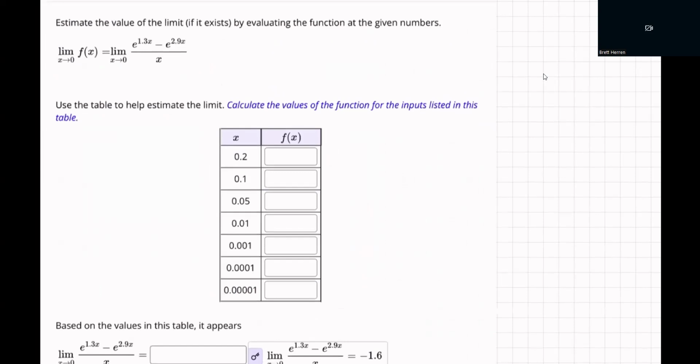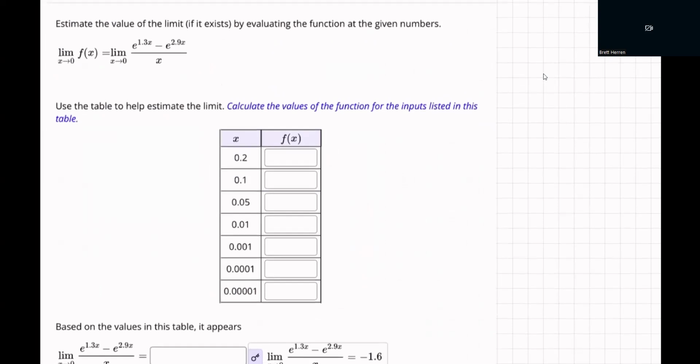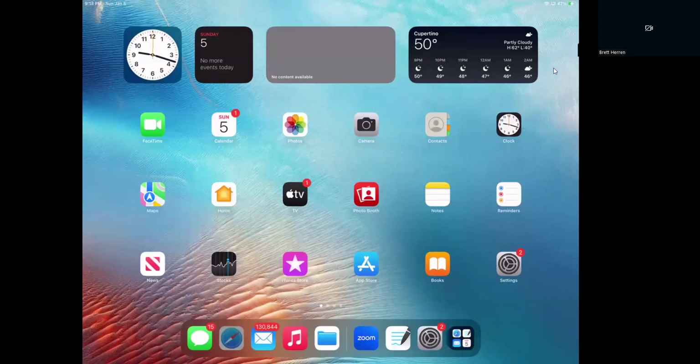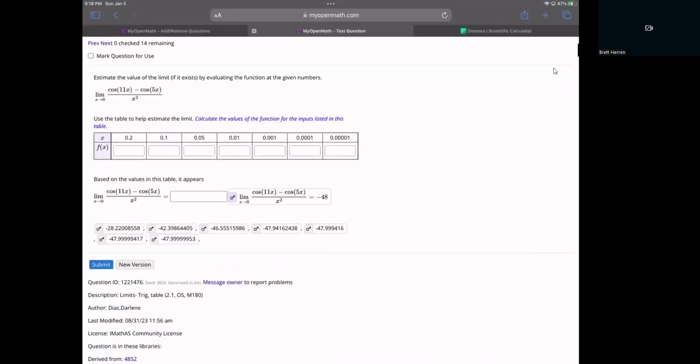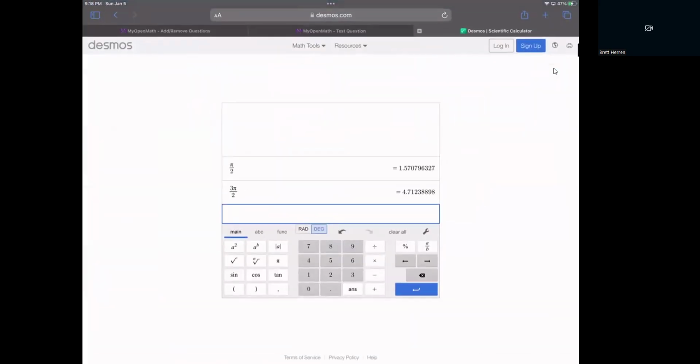So first off, they want us just to plug in some values. So we're just going to take our calculator. I'm going to plug in 0.2 for x right there, there, and there, and then 0.1, et cetera. So let's go. I'm going to go to Desmos to plug in that function. That's going to be the easiest. You can use that in homework and exams. So I'm going to go to desmos.com right here. All right.